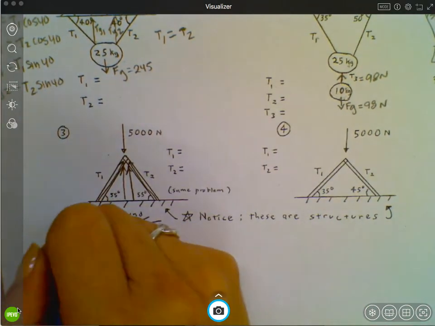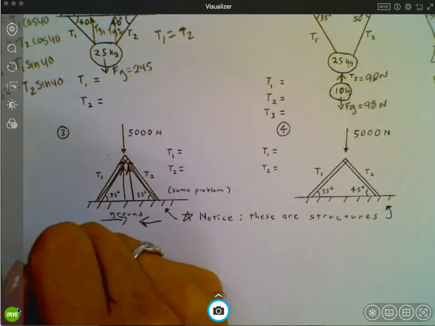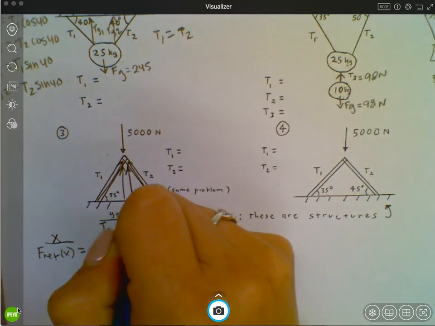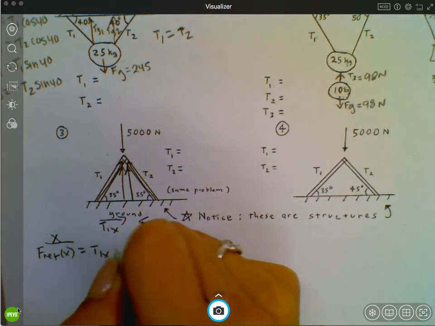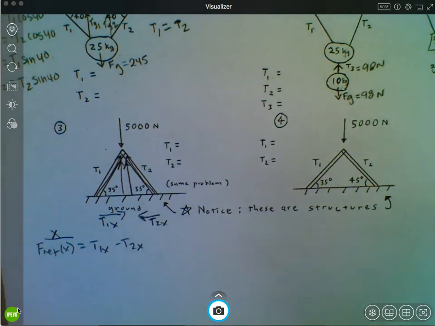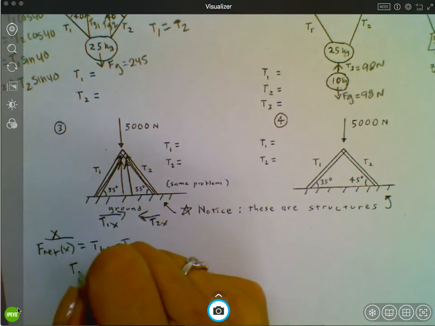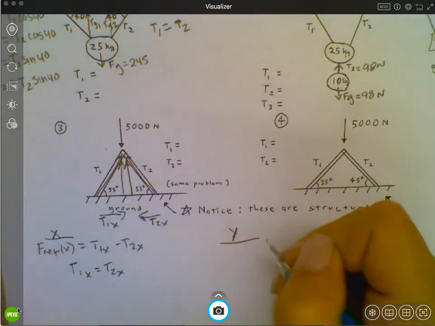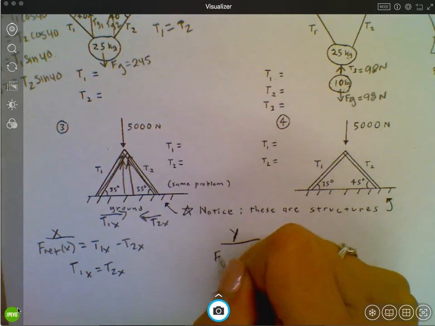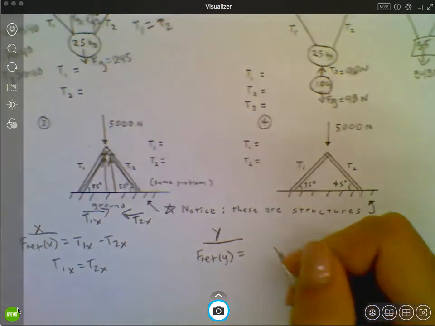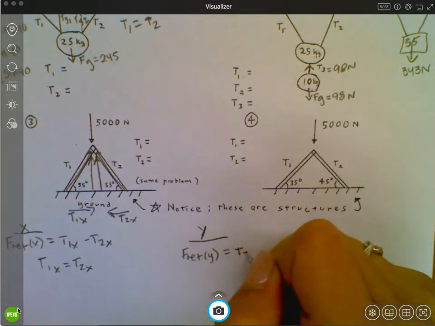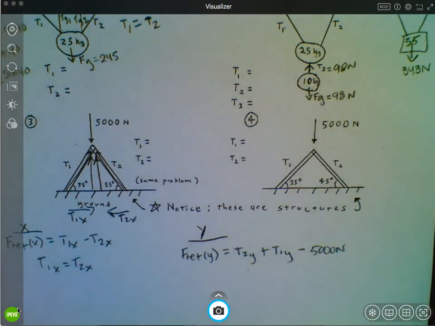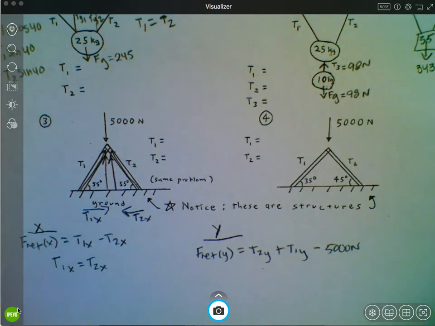So we'll do this one. In the x direction, we have F net in the x equals, and we'll call this one T2x and this one T1x. So we have T1x minus T2x. And we know that's 0, so that means that T1x equals T2x. Then in the y direction, we have F net y equals up forces. The up forces are T2y and T1y, and the down force is the 5,000 newtons. Then we follow the exact same thing we did before.